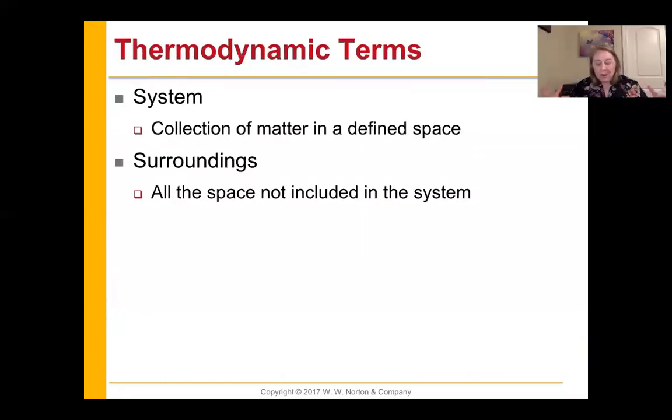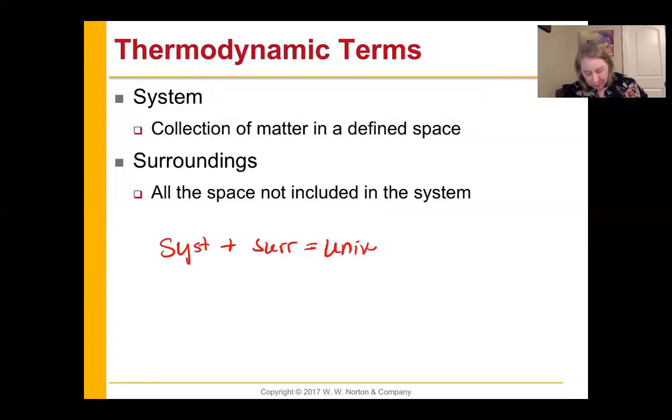So to understand better how energy is used inside of a biological system, we kind of need to review some really, really basic thermodynamic principles. And you really should know all this. This is like first year chemistry, right? So system, collection of matter in a defined space. Like anything we choose, it's the reaction that's going on inside of a test tube, or the gas inside of a balloon, or whatever it is. And then the surroundings are all the space that are not included in the system. And then, though your book doesn't say it, the system plus the surroundings gives you the universe, right?